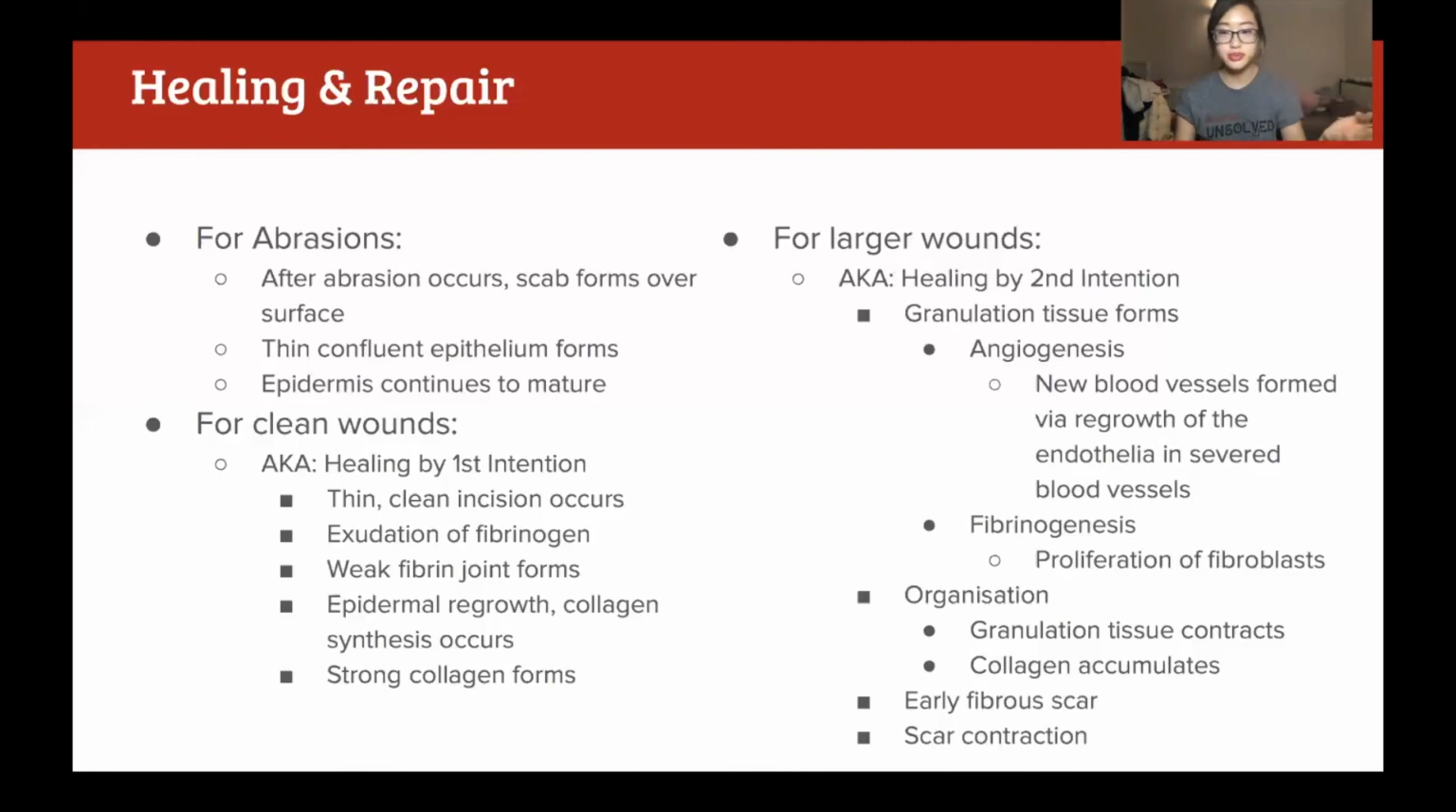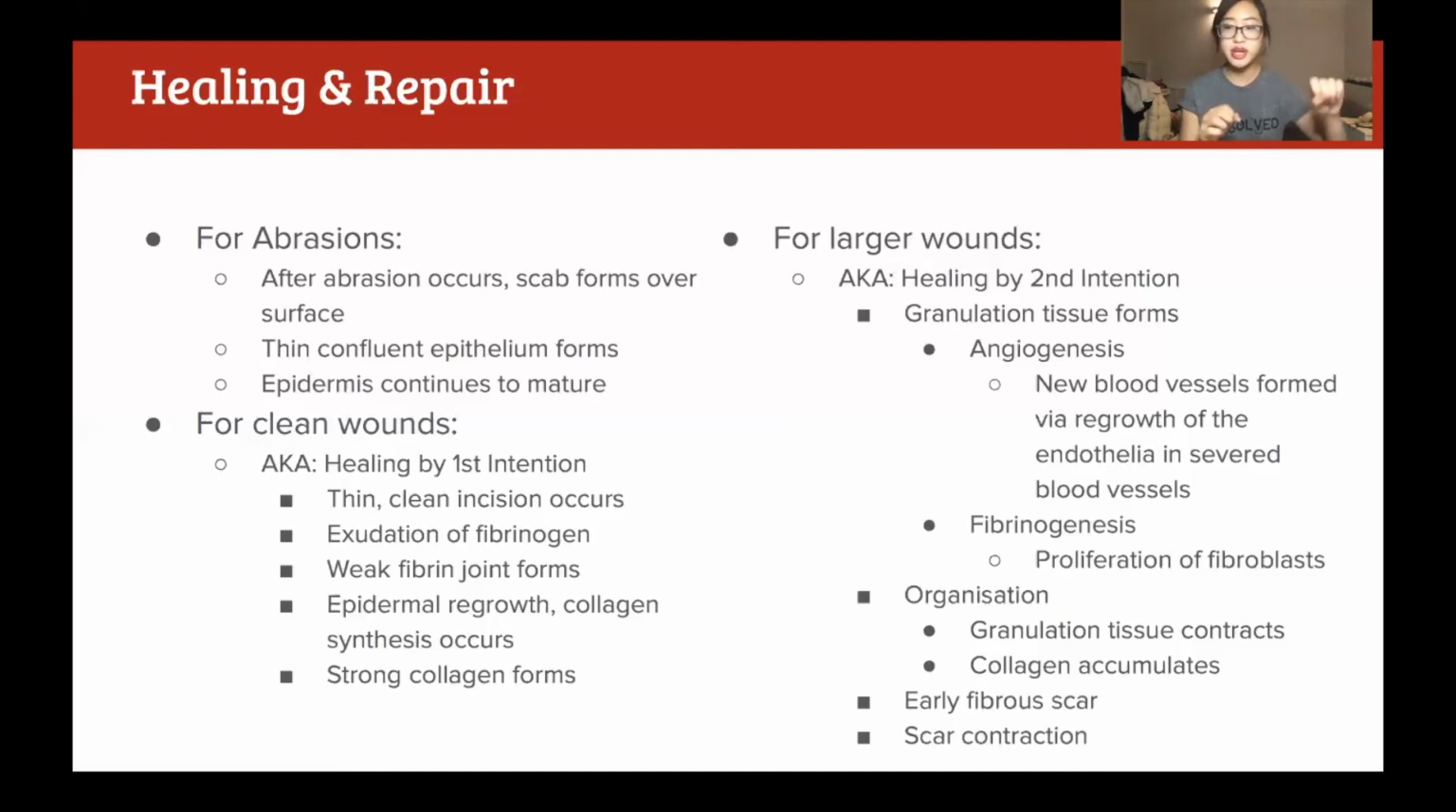So for larger wounds, basically in healing by second intention, what happens is that first you have granulation tissue forming, which happens in two stages. So there's angiogenesis. You guys would have heard of this in cancer, but I'm here to tell you guys that this is not all bad. Angiogenesis is important, especially when you have a big cut and have severed a bunch of blood vessels. So basically new blood vessels form via the regrowth of the endothelia in the severed blood vessels.